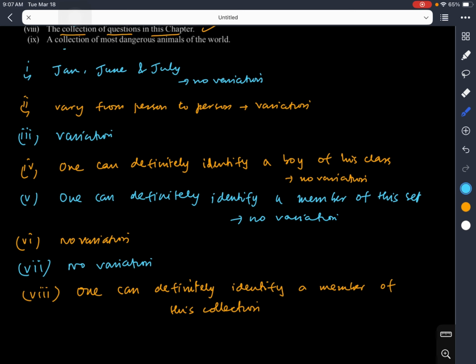The last part is the collection of most dangerous animals of the world. Fear of dangerous animals varies from person to person. One person might fear one group of dangerous animals and other might fear another group of dangerous animals. So there is a variation. Therefore, this list does not form a set.